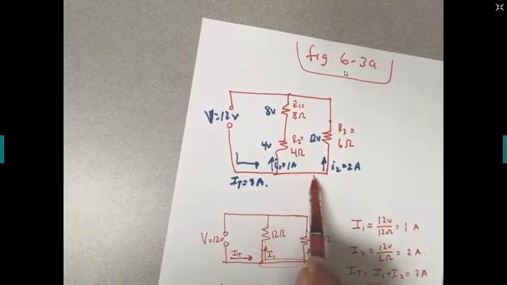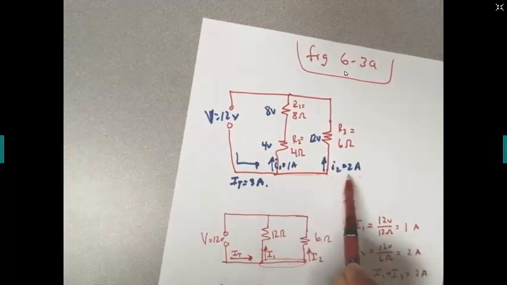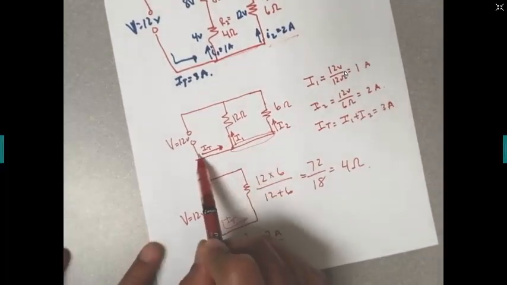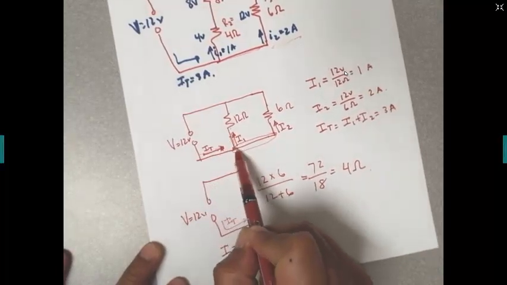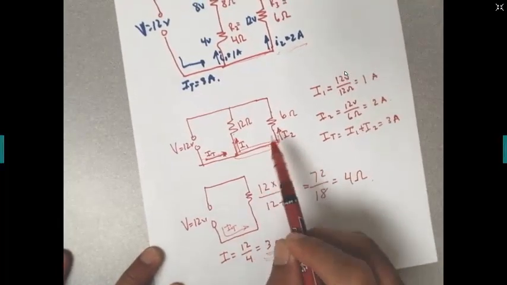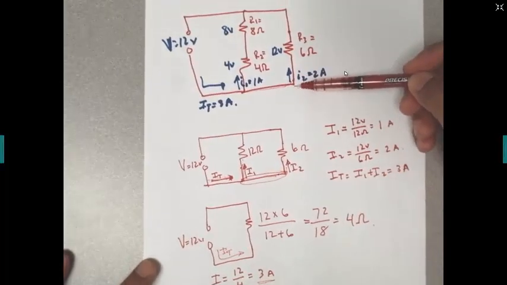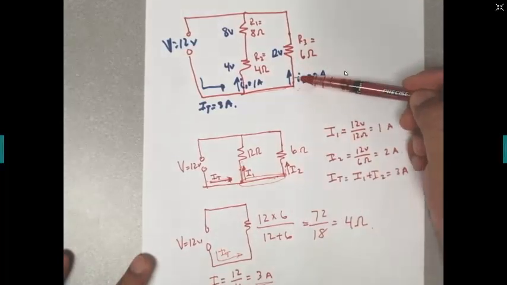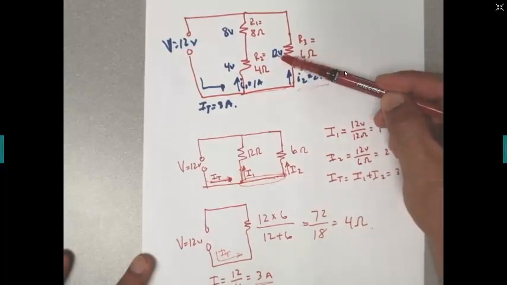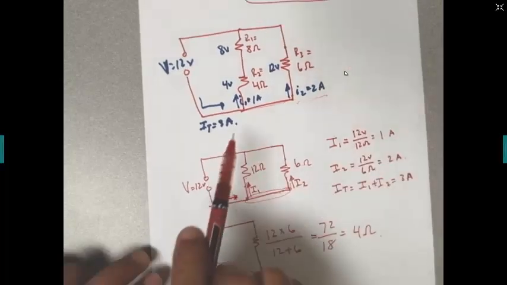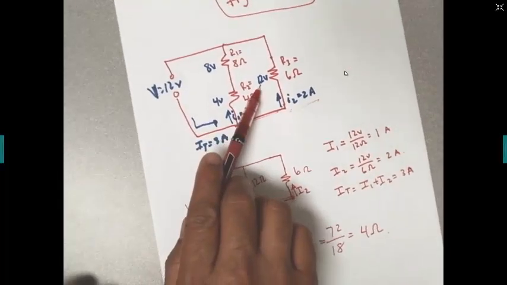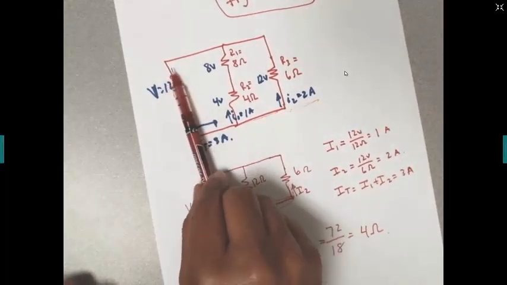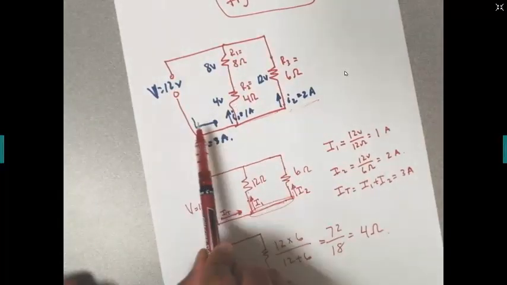For the current 2, we determined already that it was 2 amps. From here, remember, you have a total of 3, and then 1 goes this way, so 2 must go in this direction. So we have 2 amps going through this branch, and we have a 6 ohm resistor. So you multiply 2 times 6, and that gives you 12 volts. As you can see, this 12 volts is the same as the source because they're connected in parallel. So the voltage on each branch is the same when the connection is in parallel.